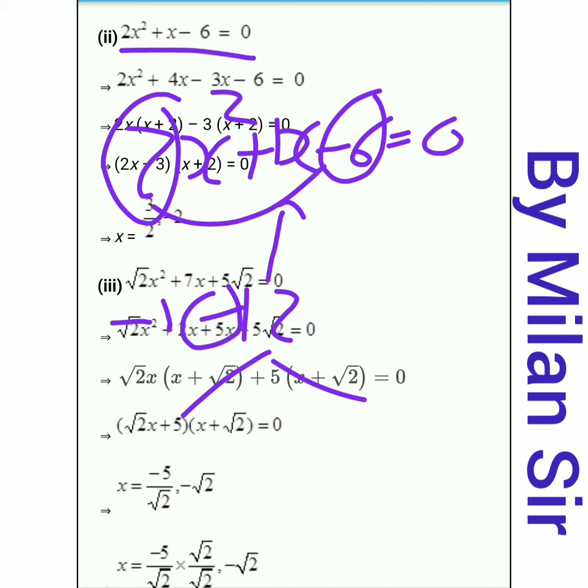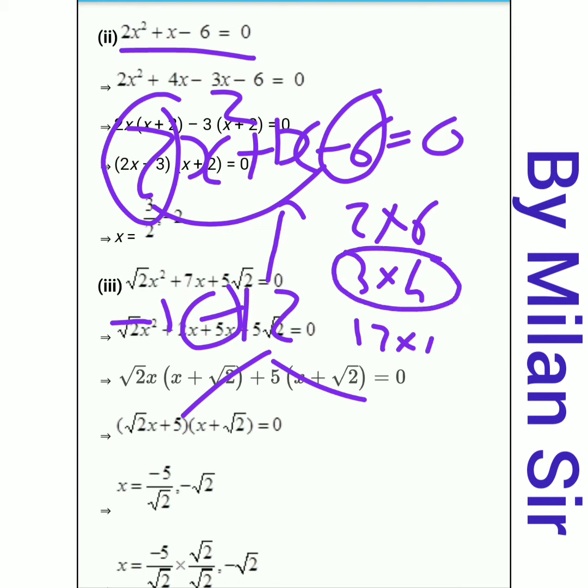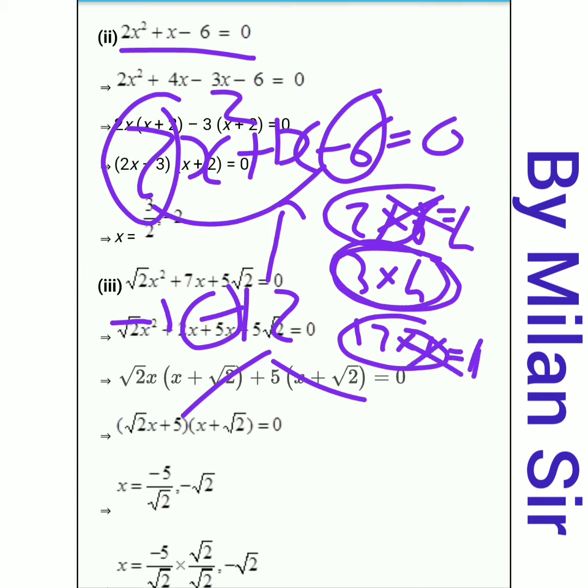Okay, now factors of 12: 2 sixes are 12, 6 twos are 12, 3 fours are 12, 6 ones are 6, 12 ones are 12. These are the factors of 12. Okay, now 4 and 3. 4 minus 3 is 1, because here 6 minus 2 is 4, we do not want this. Here 12 minus 1 is 11, we do not want this. But here 4 multiplied by 3 is 12, and 4 minus 3 is 1.